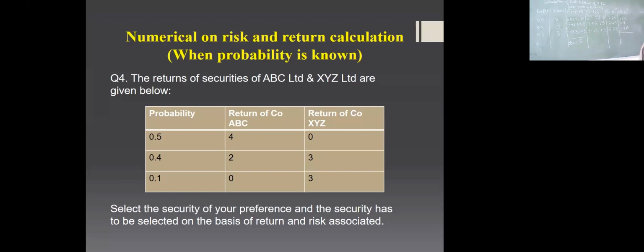Find out the total. Total is called as summation. Summation of Pi into Ri minus Er square. So we'll find standard deviation now. The formula for standard deviation when probability is known is root of summation Pi into Ri minus Er whole square. So how much is it? It is 2.25.